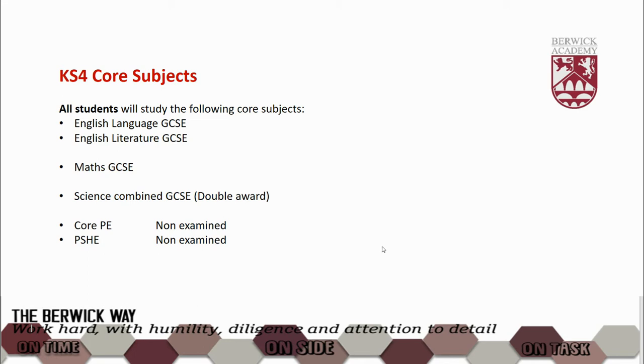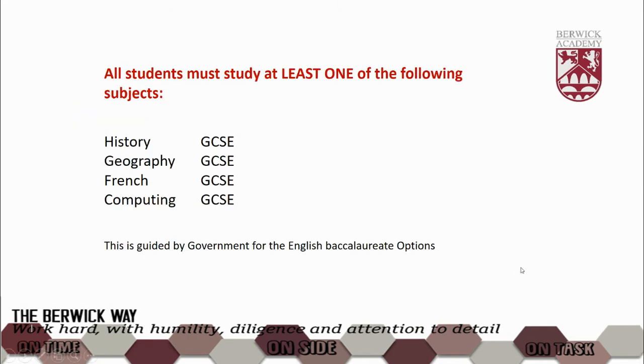Moving on to the options subjects, all students must study at least one of the following subjects. This is guided by the government for the English Baccalaureate options. So each student must study at least one of History, Geography, French, Computing GCSE.